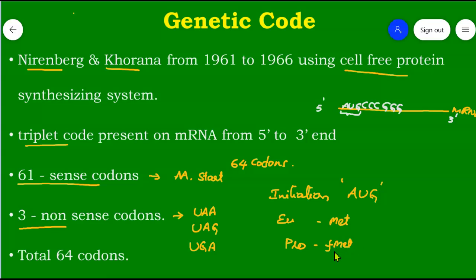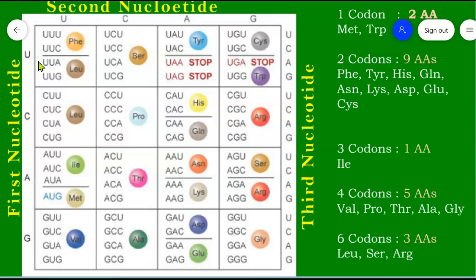That means formyl methionine is the initiating amino acid present in prokaryotes, and in eukaryotes it is simply methionine which initiates the translation. Total how many codons are present? Total 64 codons are present. So this gives you a clear idea about the genetic code. The genetic code contains a total of 64 codons.